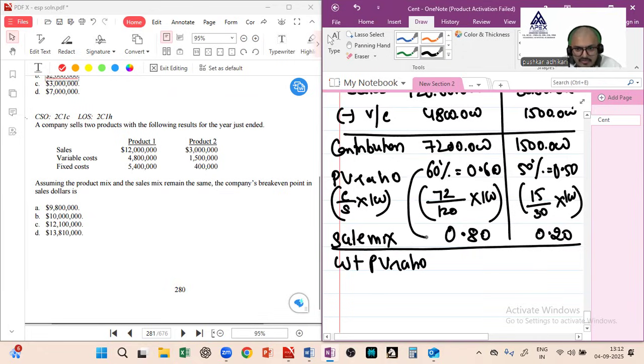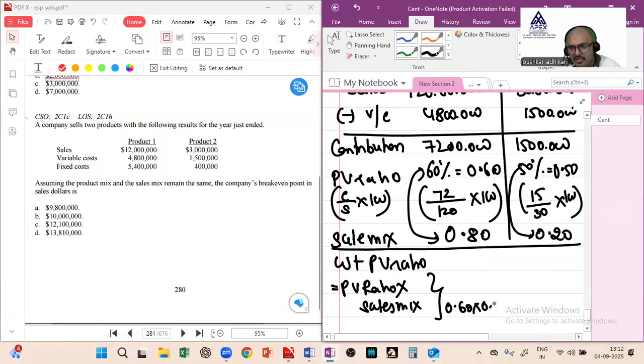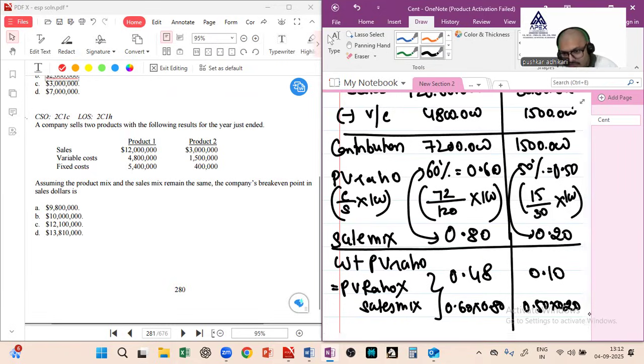Weighted PV ratio is PV ratio multiplied by sales mix. What is weighted PV ratio? It is PV ratio multiplied by sales mix. So what is the answer? It is 0.60 multiplied by 0.80, which becomes 0.48, and here it is 0.50 multiplied by 0.20, which is 0.10.